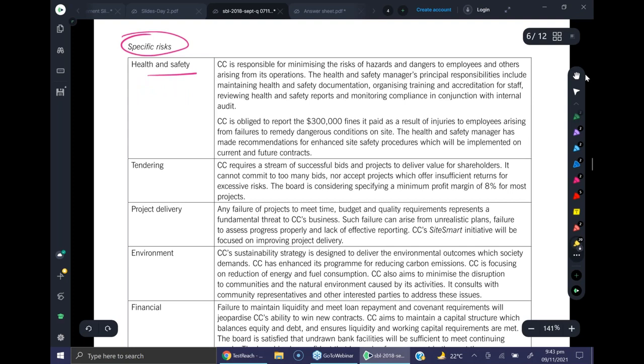CC is responsible for minimizing the risk of hazards and dangers to employees and others arising from its operations. The health and safety manager's principal responsibility is to maintain health and safety documentation, organizing training and accreditation for staff, reviewing health and safety reports, and monitoring compliance in conjunction with internal audit. CC is obliged to report the $300,000 fines it paid as a result of injuries to employees arising from failure to remedy dangerous conditions on site. The health and safety manager has made recommendations for enhanced site safety procedures, which will be implemented on current and future contracts. So they have already paid fines of $300,000, which is a lot of fine.